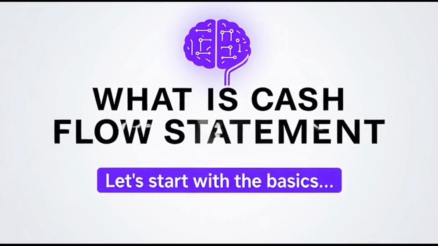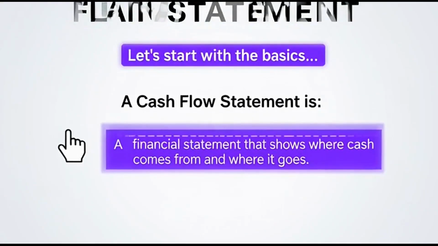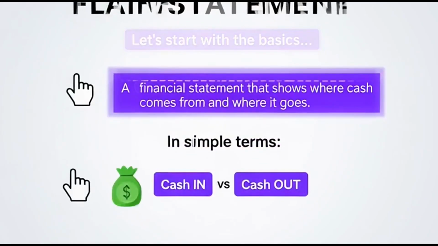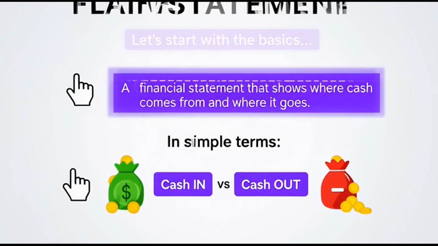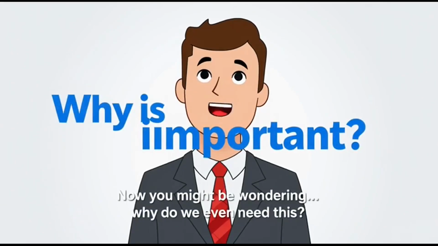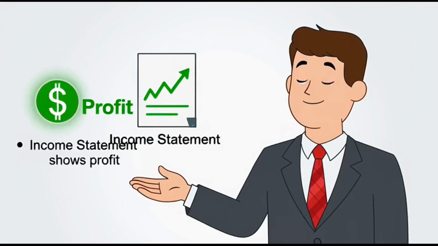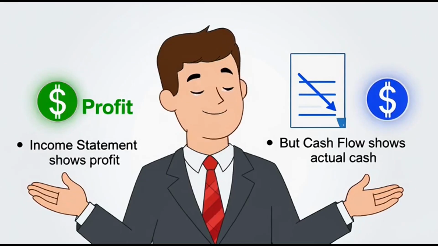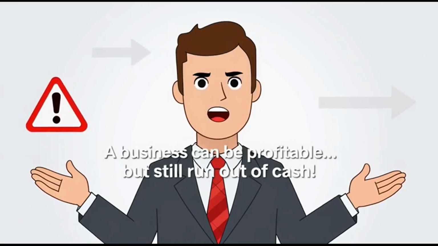A cash flow statement is a financial statement that shows where cash comes from and where it goes. In simple terms, cash in versus cash out. Now you might be wondering, why do we even need this? Because the income statement shows profit, but the cash flow shows actual cash.